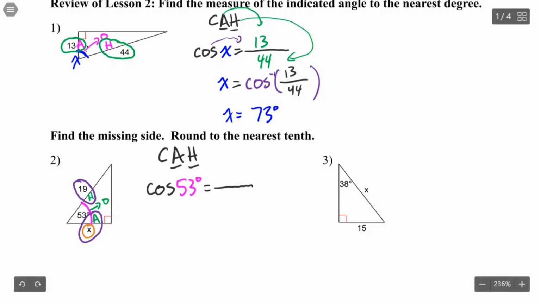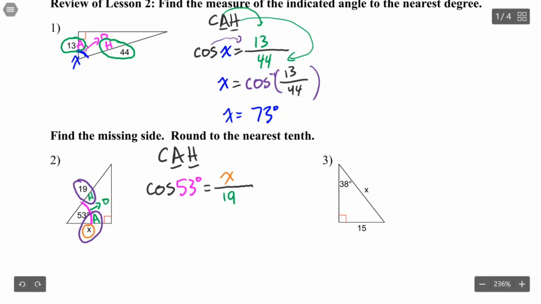Now when we set up our other sides, in this case we don't know our adjacent. Our adjacent is x, it's an unknown. And 19 is our hypotenuse, which we do know. So this brings us to our cross multiply step, or our algebra step.